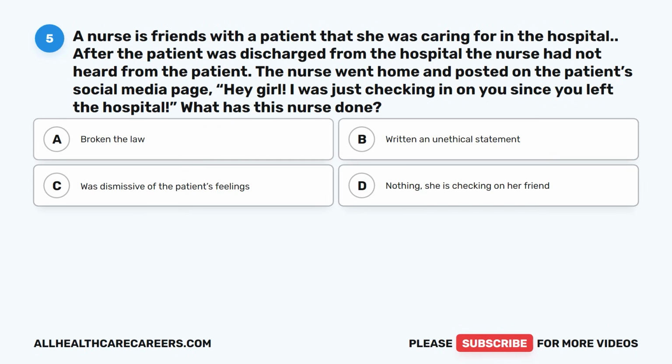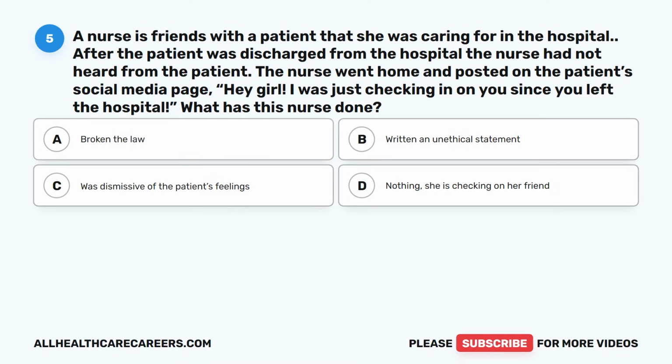Question 5. A nurse is friends with a patient that she was caring for in the hospital. After the patient was discharged from the hospital, the nurse had not heard from the patient. The nurse went home and posted on the patient's social media page, "Hey girl, I was just checking in on you since you left the hospital." What has this nurse done?